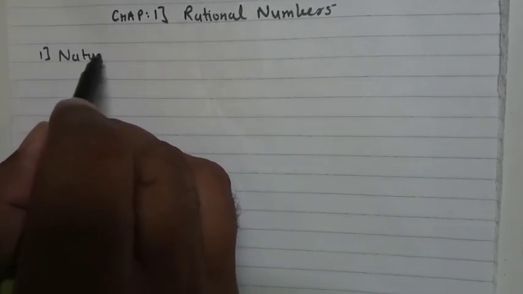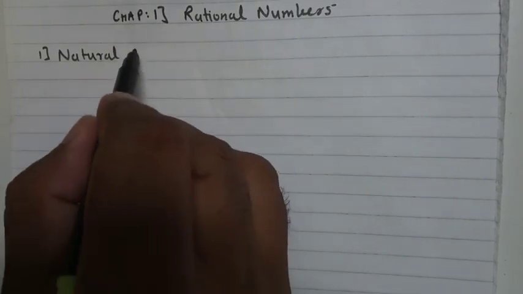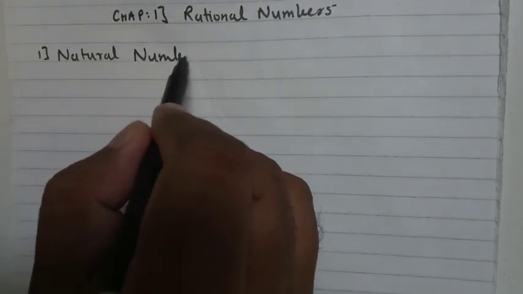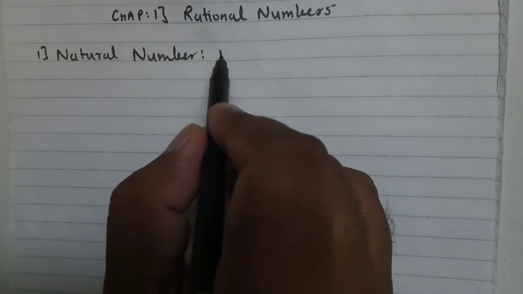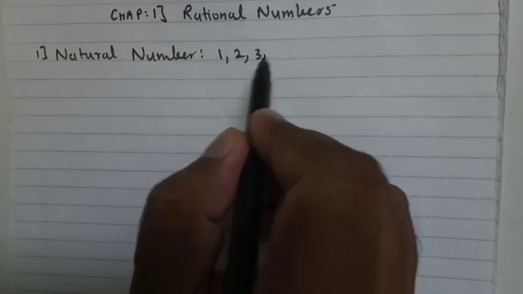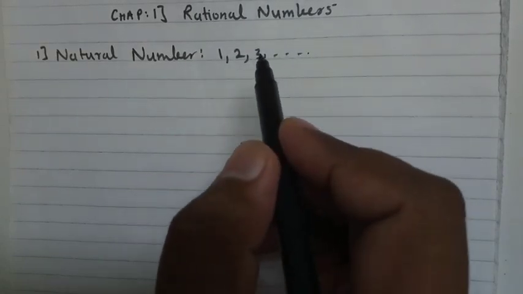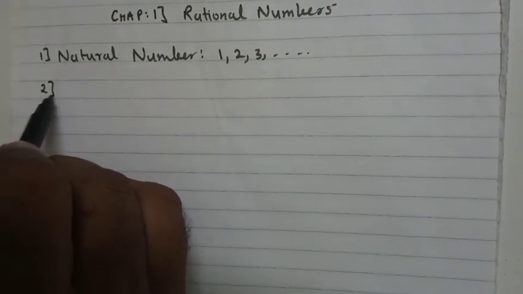Before we start with the actual rational numbers, let me go through the previous knowledge which you have learned in the earlier classes. Everybody might know what natural numbers are. Natural numbers are the numbers starting from 1, 2, 3 and so on.